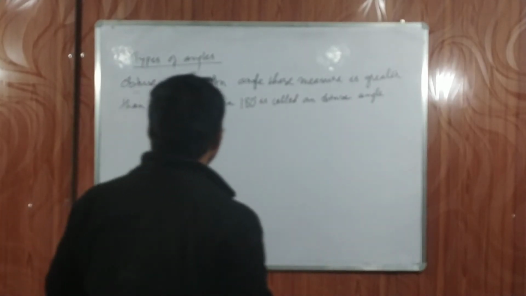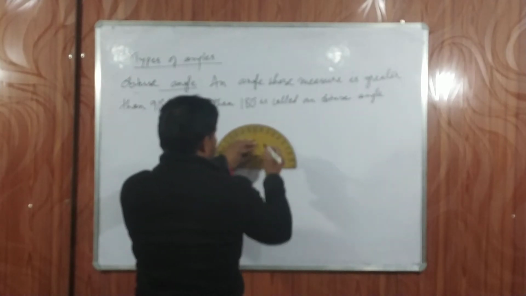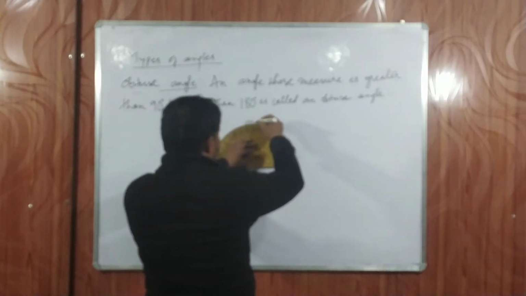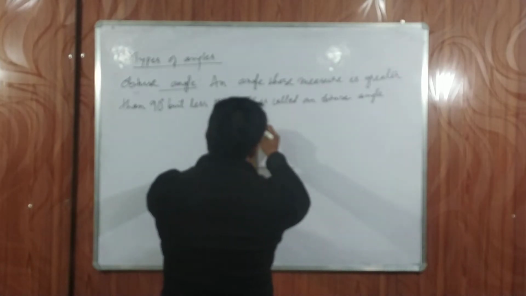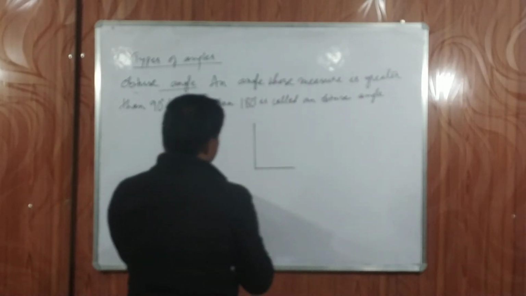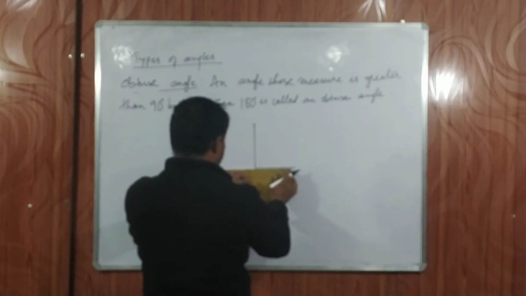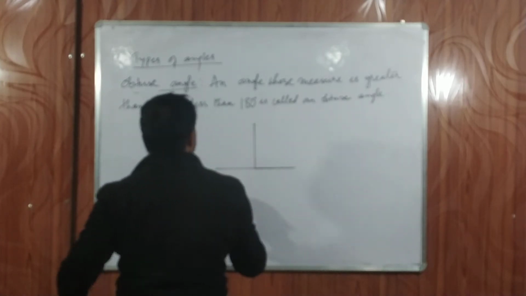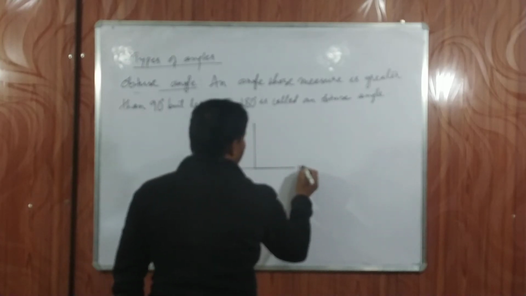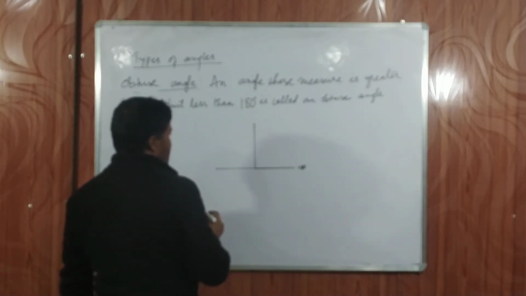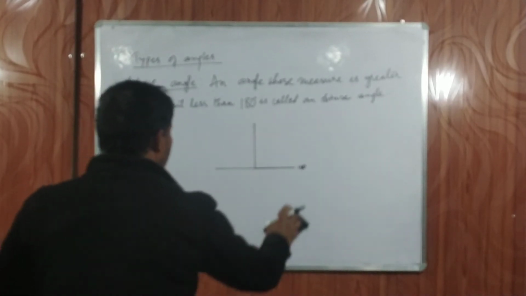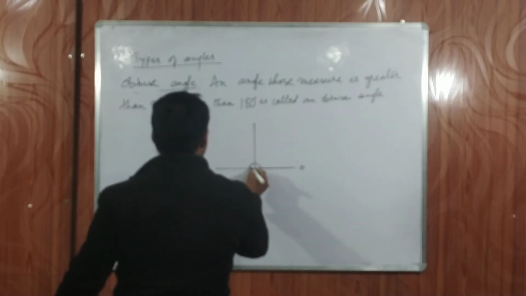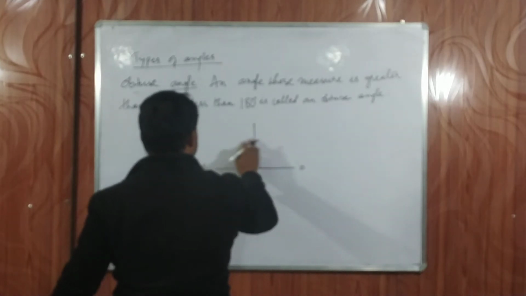For example, this is 90 degree. This is the baseline. So we know this is 90 degree. So if you extend this line, that means this is a straight line. A straight line is 180 degree. If you measure it from this side, if you consider this one 0, this angle will be 180 degree. So here 90, here 90, 180 degree.